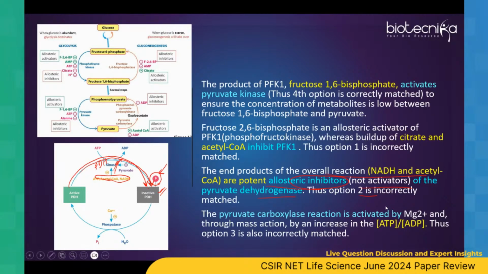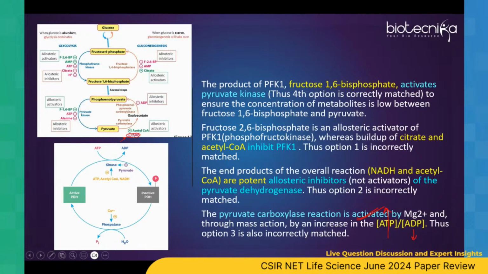Then the third option says pyruvate carboxylase. Pyruvate carboxylase is an enzyme in the gluconeogenic pathway. It is activated by Mg2+ and also through mass action by an increase in the ATP to ADP ratio, which means that ATP should be more and ADP should be less. If ATP is more, the reaction will be activated, so that's what is mentioned. But if ADP is more, then it will inhibit it. If ADP is less, it means ATP is more.